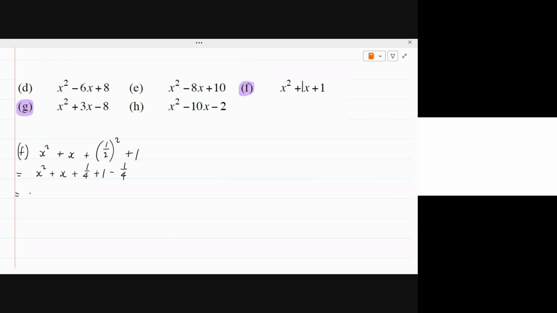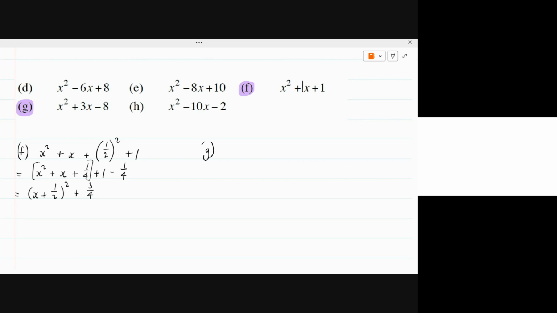And this will then give me a perfect square over here. I know that I'm going to put a half in there, so this will become x plus a half all squared. And 1 minus a quarter is just going to give us plus 3 over 4. Okay, did we win? Did we get it? Thumbs up. Did we manage? Yay, there it is.